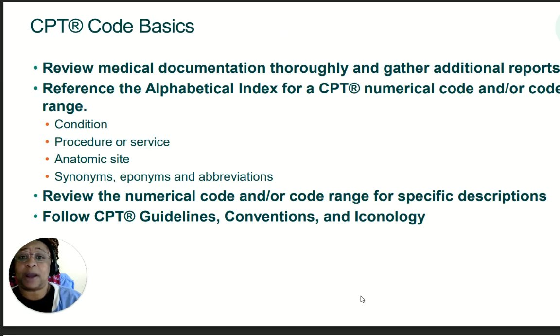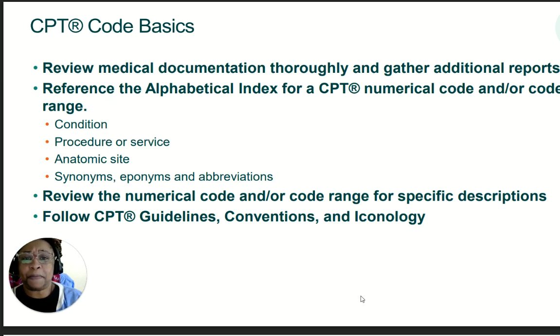Next, CPT code basics. Review medical documentation thoroughly and gather additional reports. Reference the alphabetical index for the CPT numeric code and or code range. We're always going to look at the condition, procedure or services, anatomical area, and we're going to look for abbreviations. Keep in mind, look for your main terms and keywords that will help direct you into the correct area to look for these particular codes. It's always important to review your documentation fully so that you'll be able to find the full description of your codes in your book.